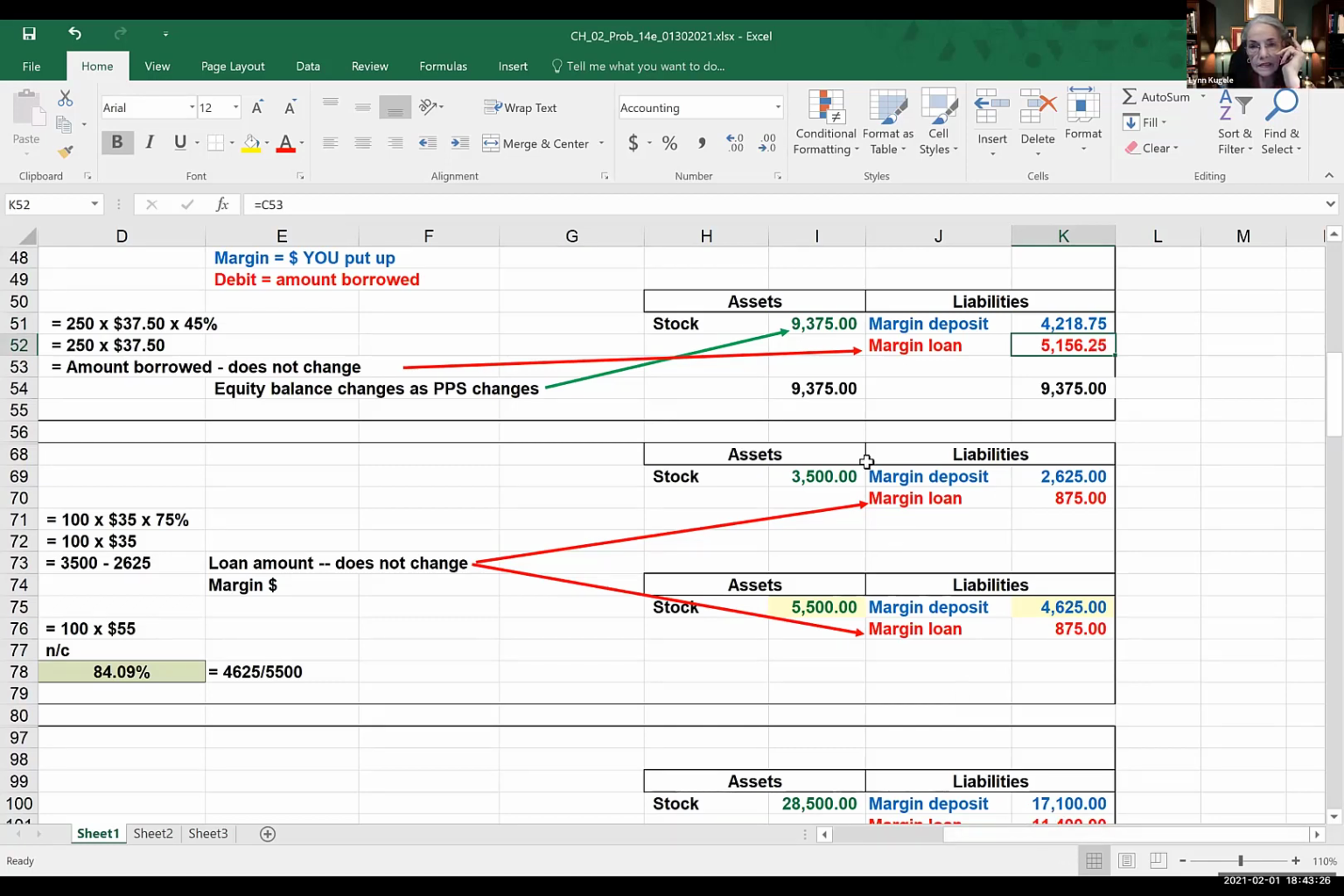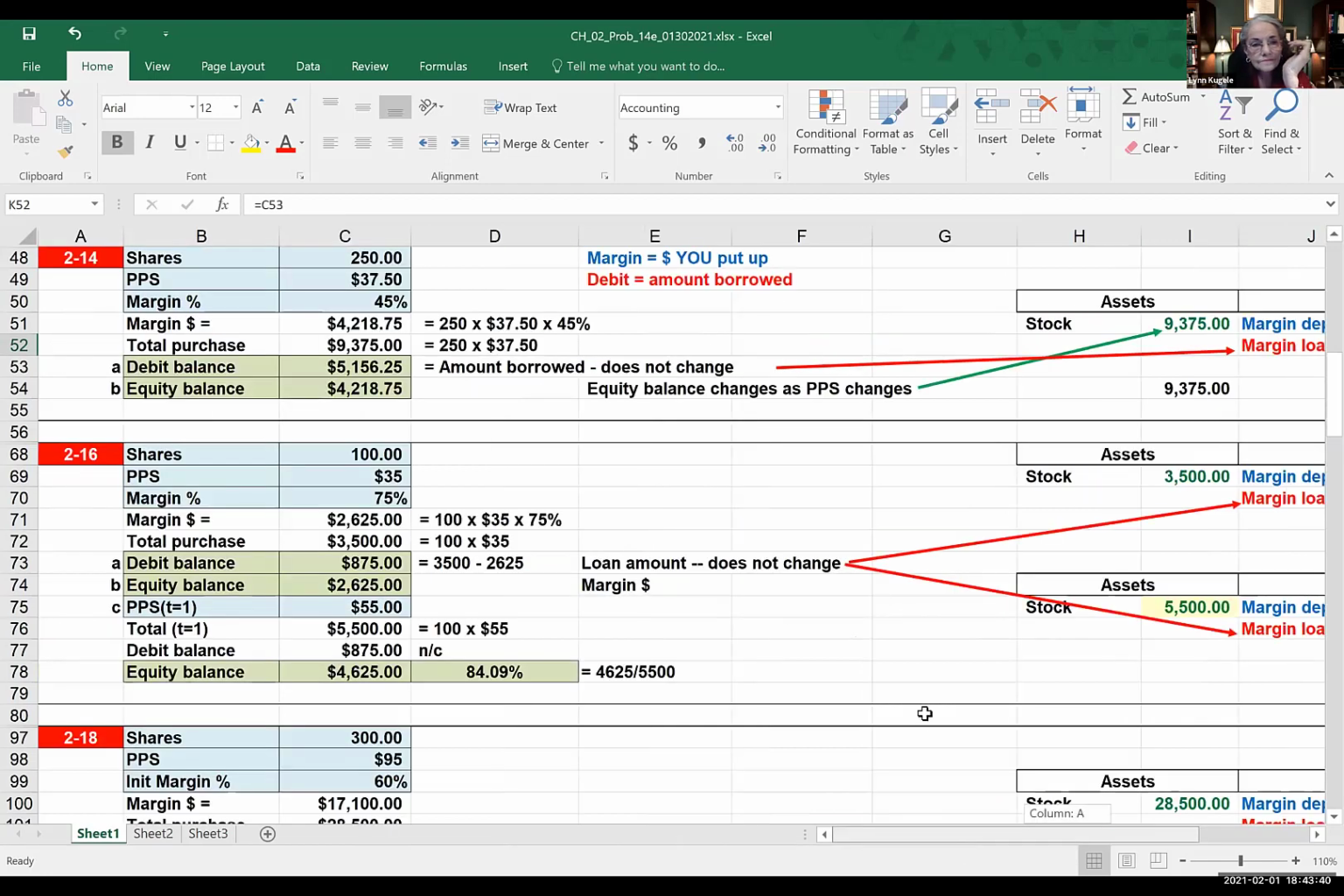Make sense? This changes based on the current value of the stock. This changes based on the current value of the stock. This changes to make it balance. The loan doesn't change. You borrowed $5,000.